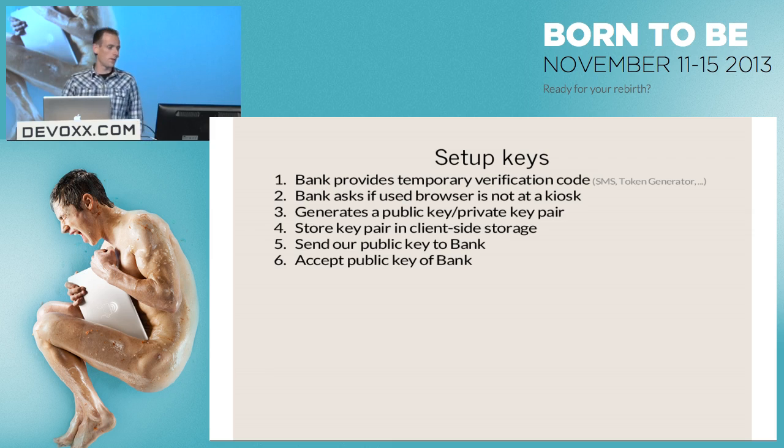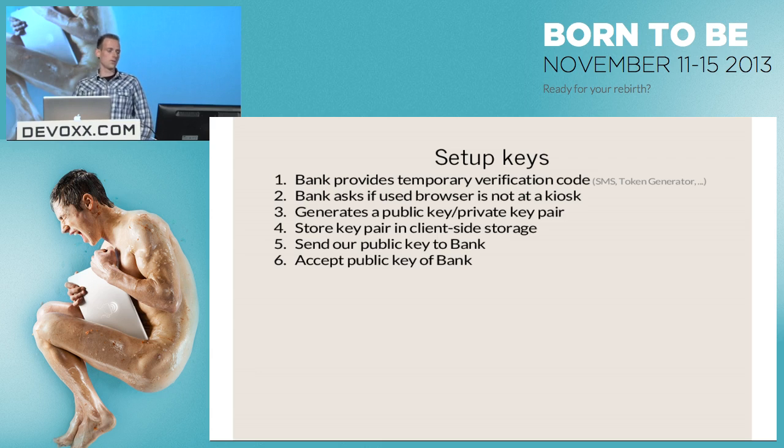Then the bank asks if John isn't using a browser in a public place, a kiosk or something like that, because if it's on a kiosk, you don't want to get your private keys on that machine. When John says that he's not on a public computer, he can generate his key pair, its public and private key. And then with that key pair, he can sign his documents to authenticate himself.